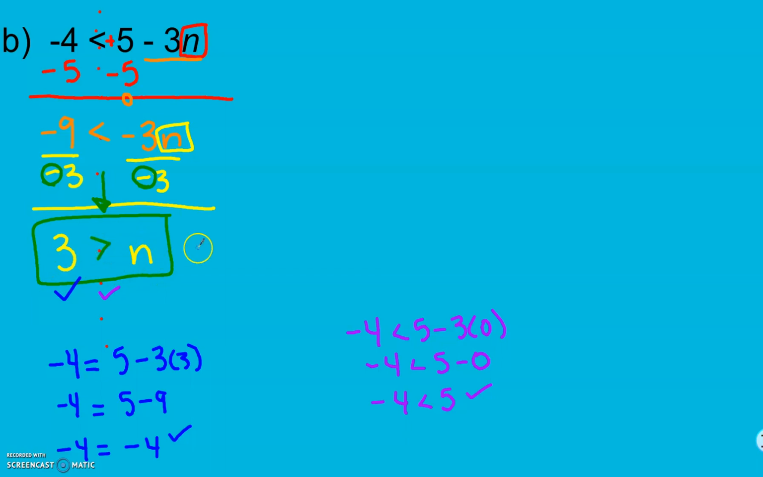3 greater than 0, for example. 0 is the one that I used because it's a pretty easy one to calculate with. And I got -4 is less than 5. That's true, which means our inequality is true.